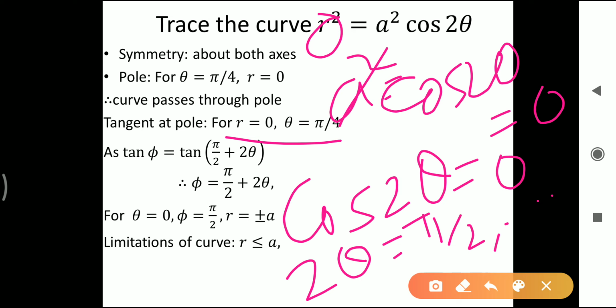But as I told you, we get the values of theta between 0 and 2 pi. When you take that 2 to the other side, you get the values of theta as pi by 4, 3 pi by 4, 5 pi by 4, 7 pi by 4 and so on. In that we check only those values of theta which lie between 0 and 2 pi.